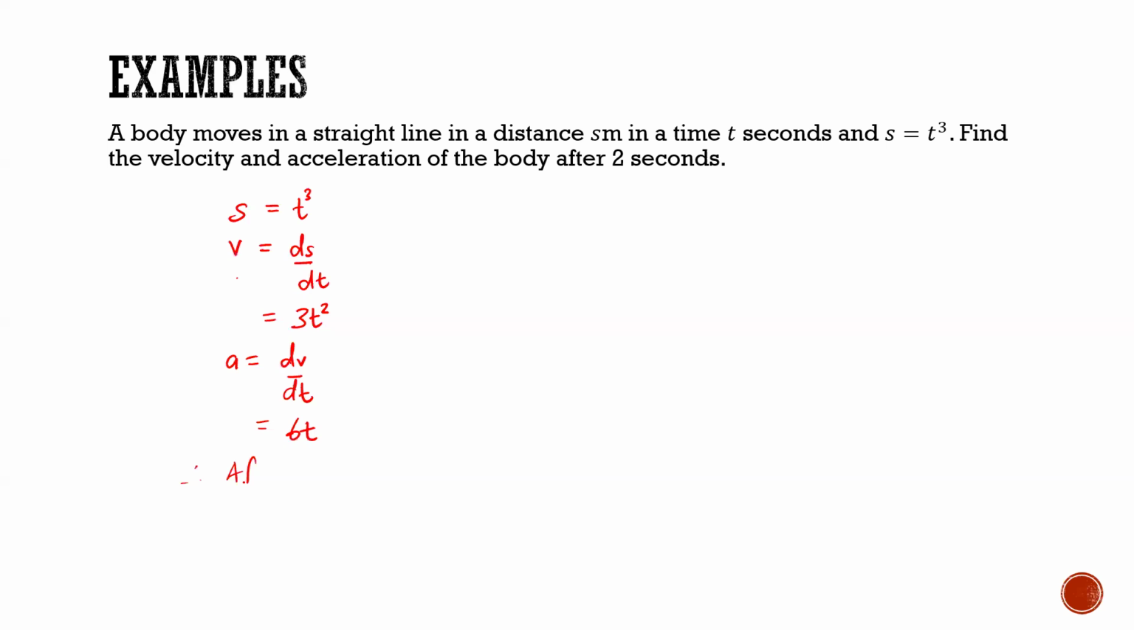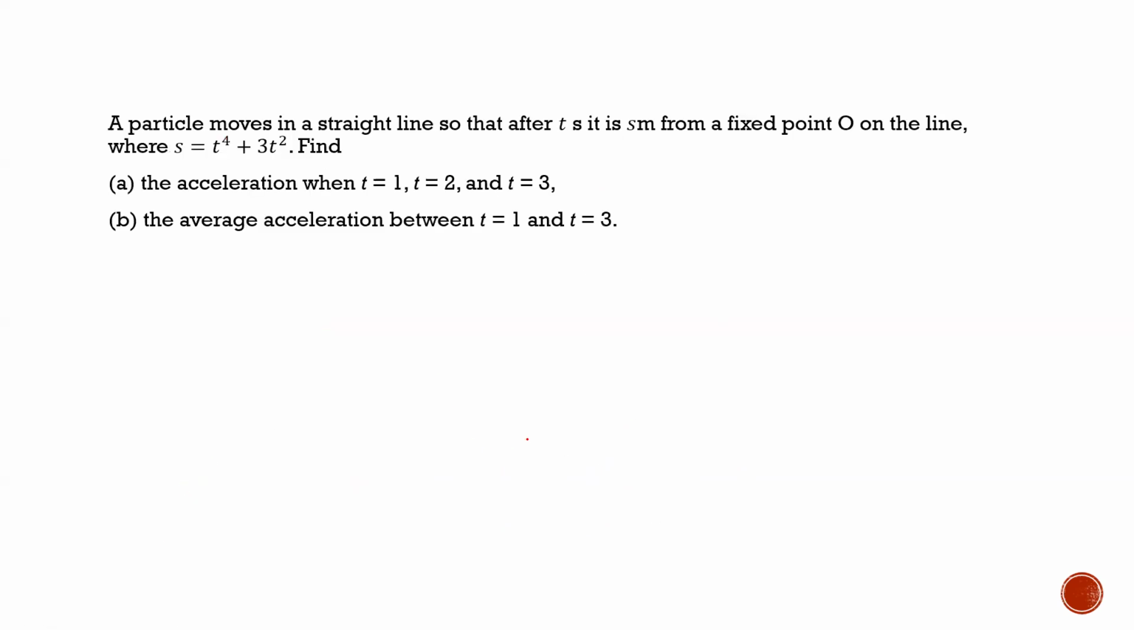Therefore, after 2 seconds, v will be given by 3 times 2 squared, which is 12, and since displacement was in meters and time in seconds, this will be 12 meters per second. The acceleration will be 6 times 2, which is 12 meters per square second. So that would be our answer. It's as simple as that. Let's look at another question.